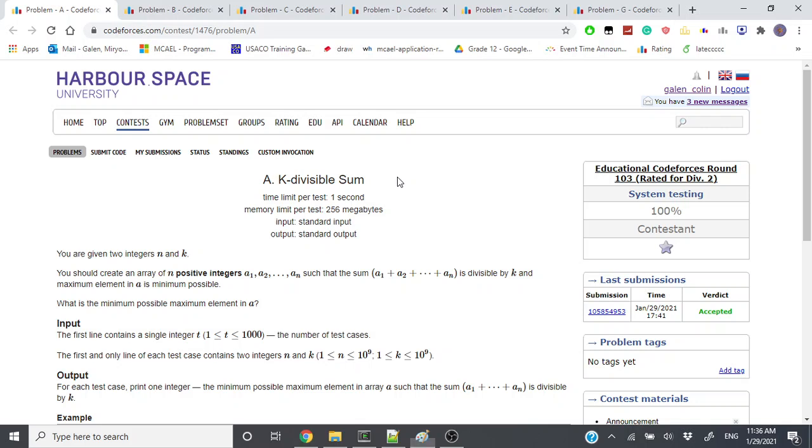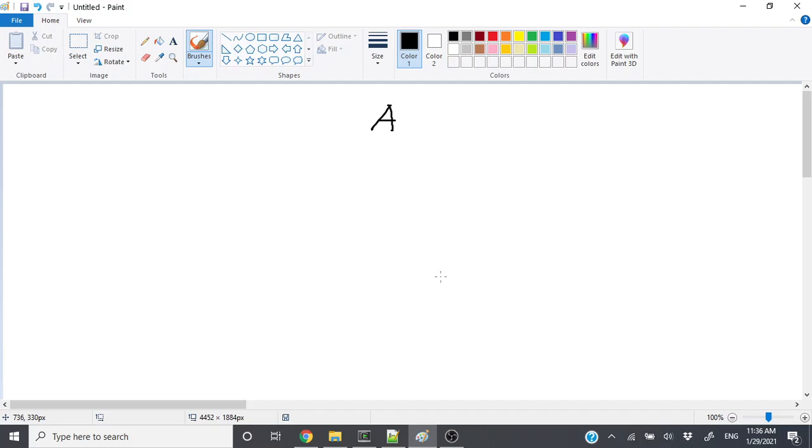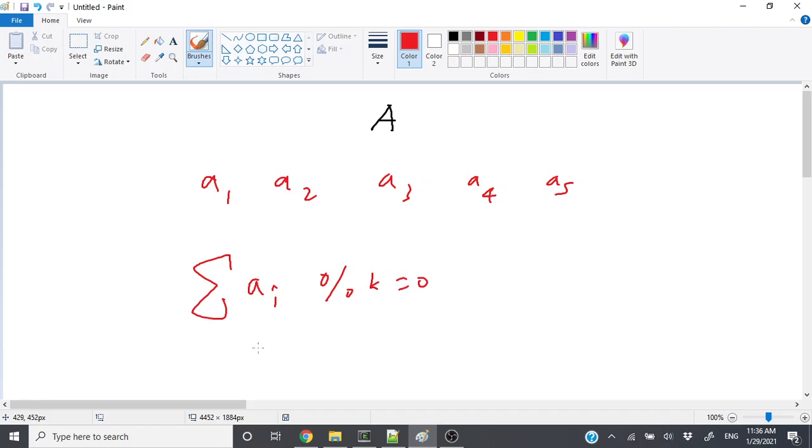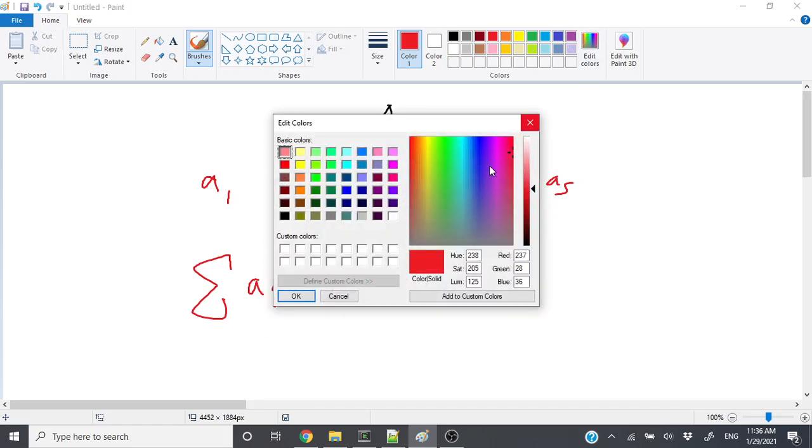So let's begin with solutions for everything. You're given two integers n and k. You should create an array of n positive integers such that their sum is divisible by k, and it minimizes the maximum element in A. All right, so we need to create an array, such that the sum of ai is divisible by k, meaning the sum of ai mod k is equal to 0, and it minimizes the maximum element.